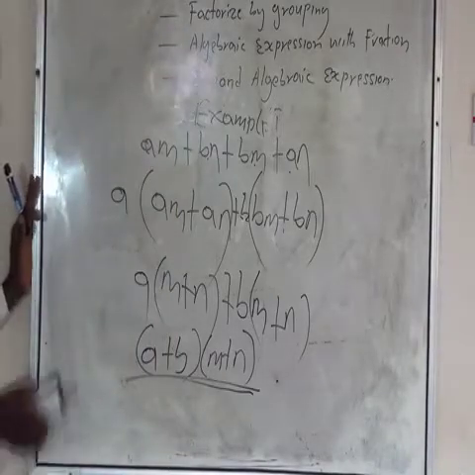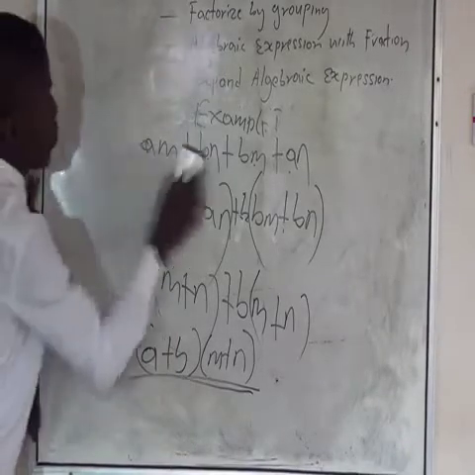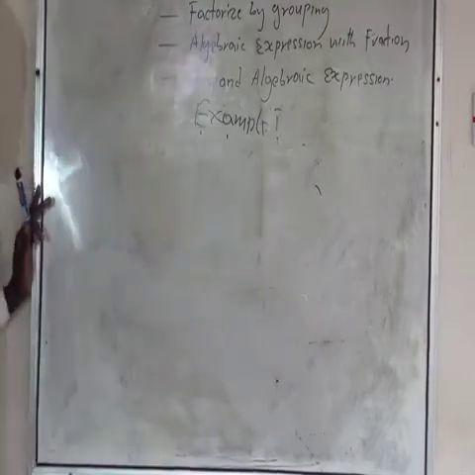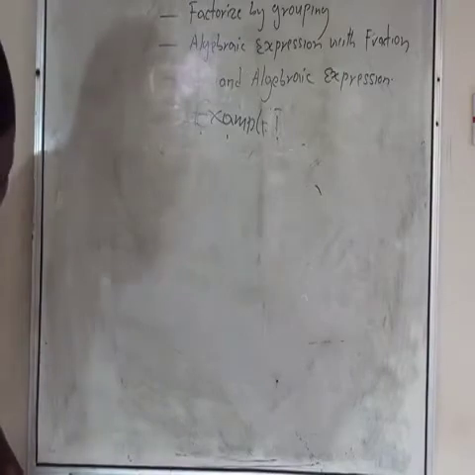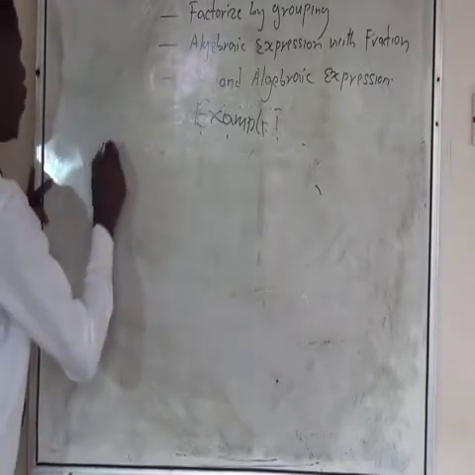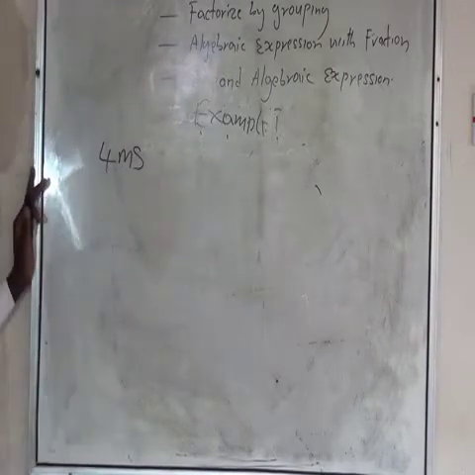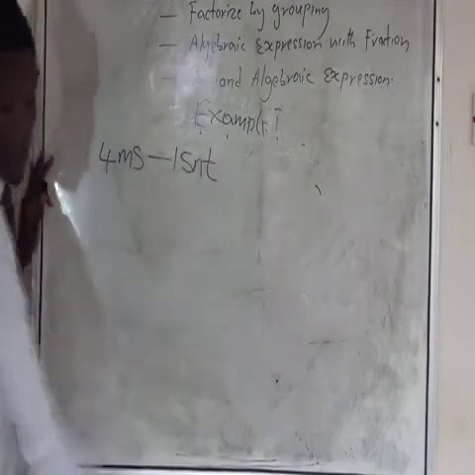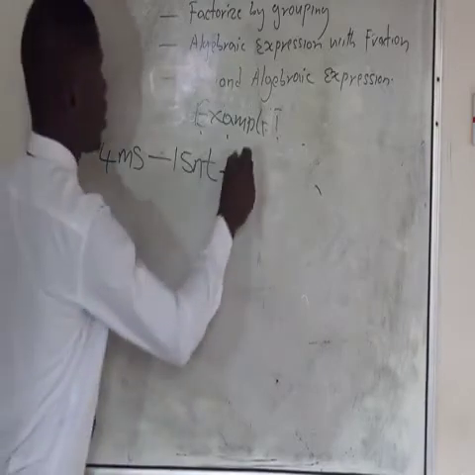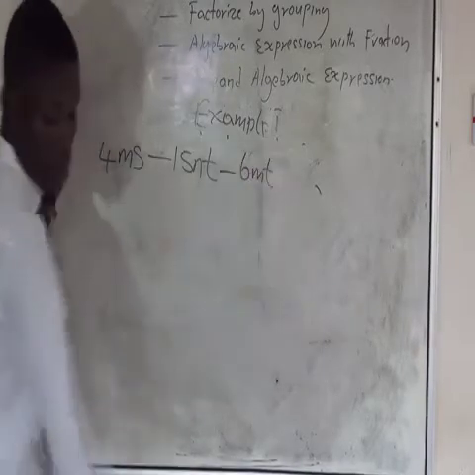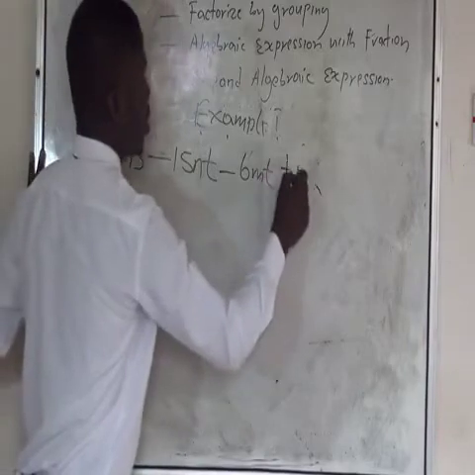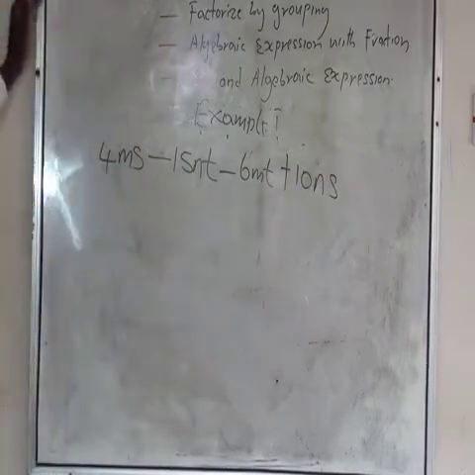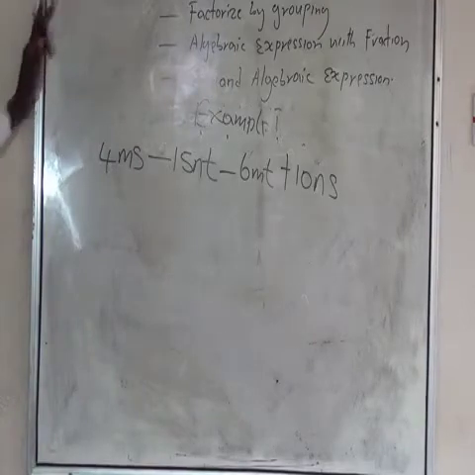Example 2. 4mx minus 15nt minus 6mt plus 10nx. We're going to group. Watch.